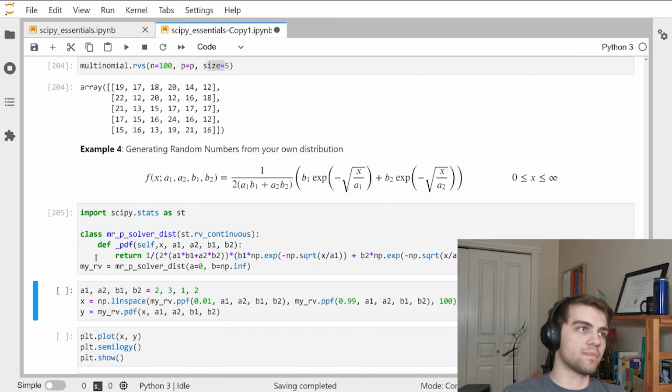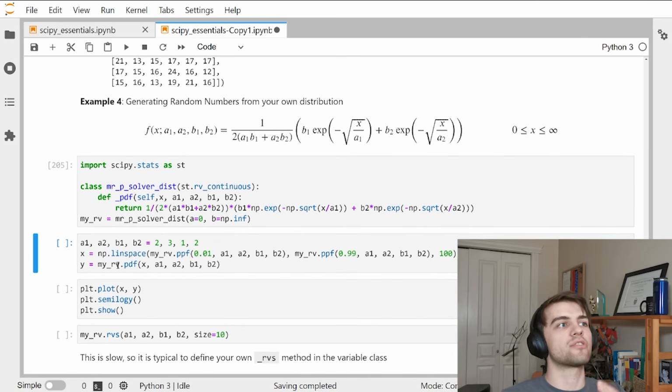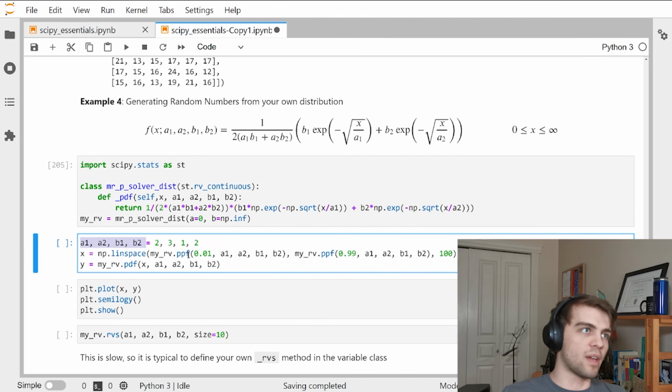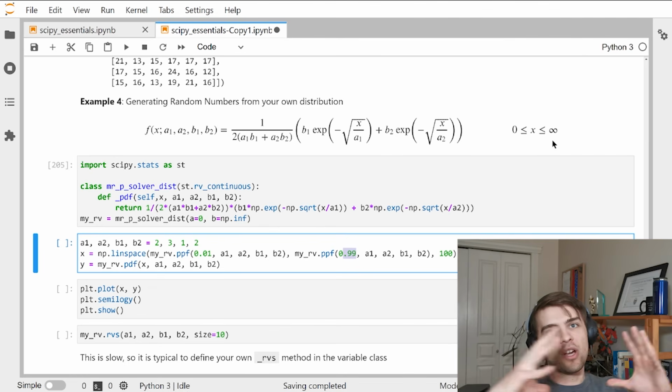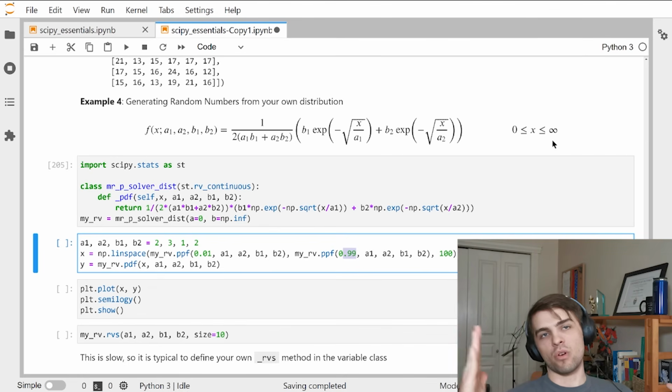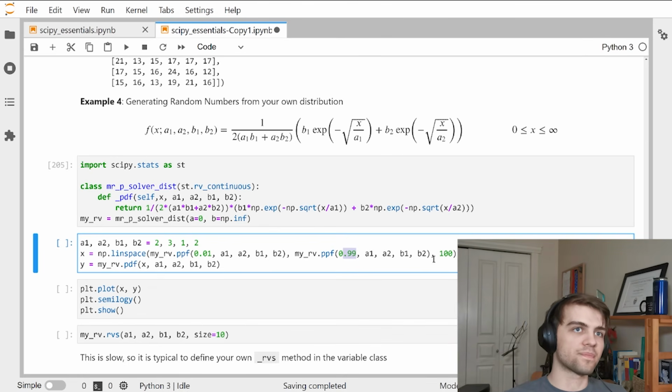Then I have my random variable, right? And now I can generate, well, first let's plot the PDF. So here I give some values of a1, a2, b1, b2 from this here. I make an array of x. And here I'm doing the same thing as before. I use this ppf function to get the 0.01 and the 0.99. Remember, it goes out to infinity. So 99%, it won't go out infinitely far.